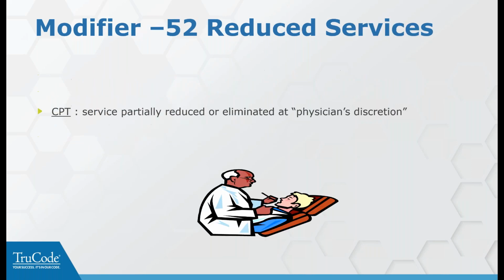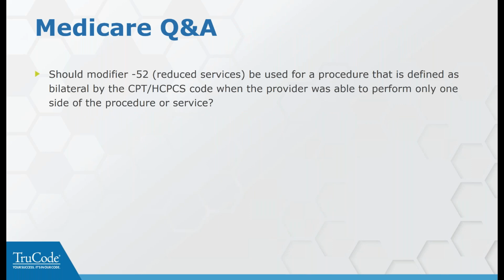Modifier 52 is used for reduced services where the doctor has decided at their discretion to not complete a procedure. Again, we don't use that very often. If you are coding for the hospital, you're going to use probably the 73 or 74 is most common there.